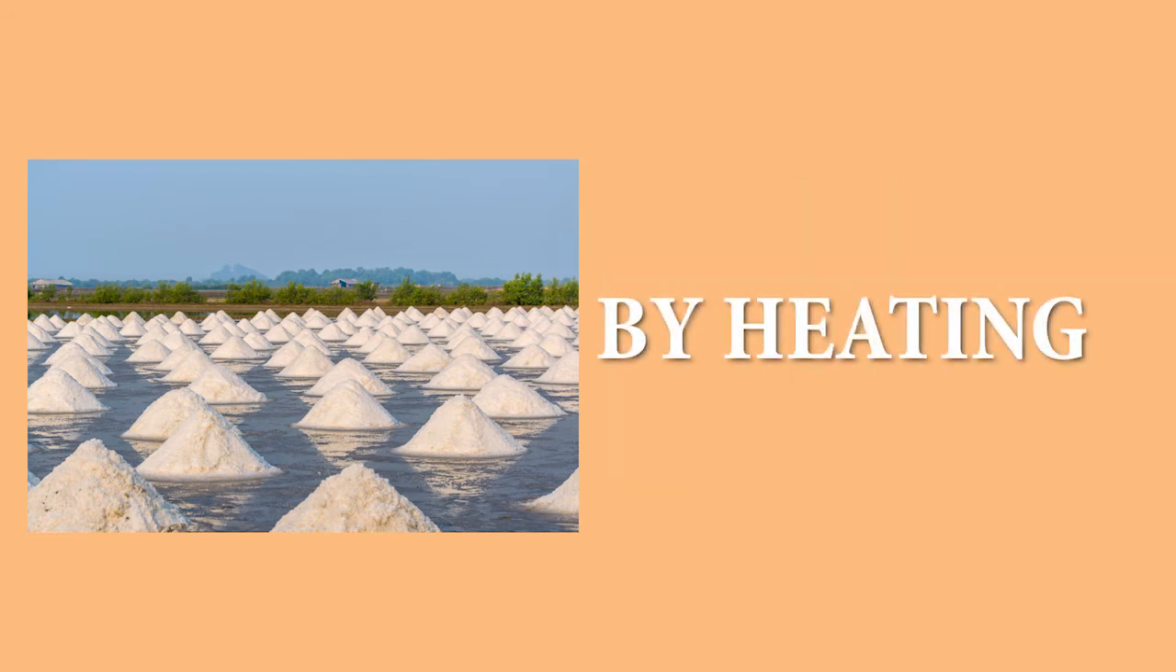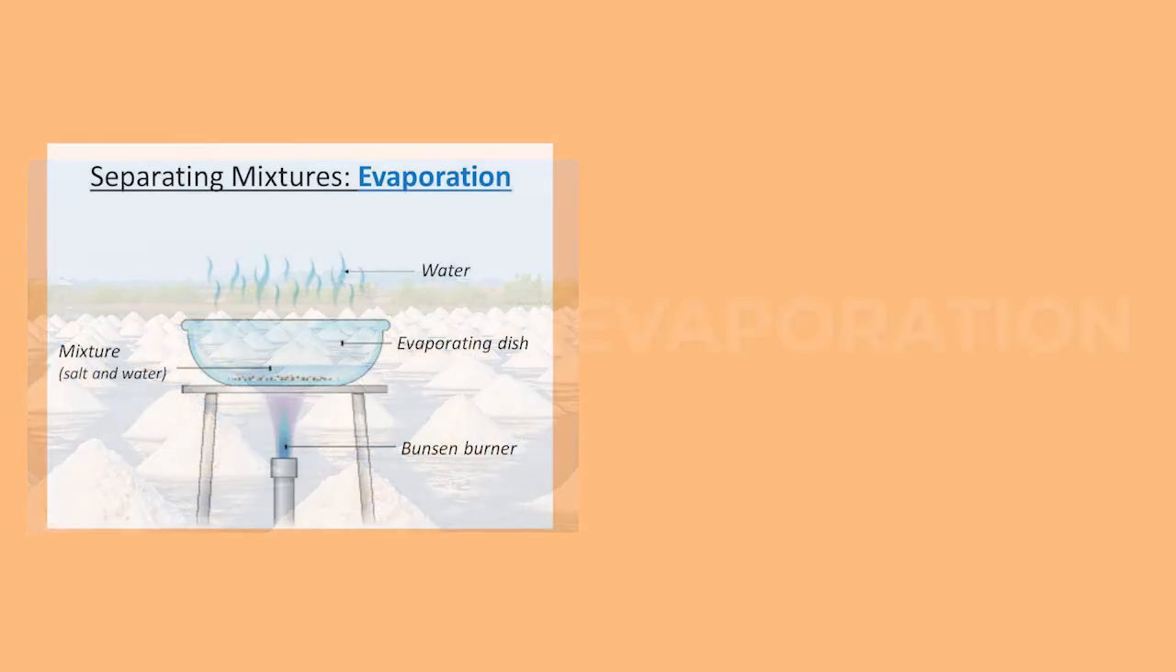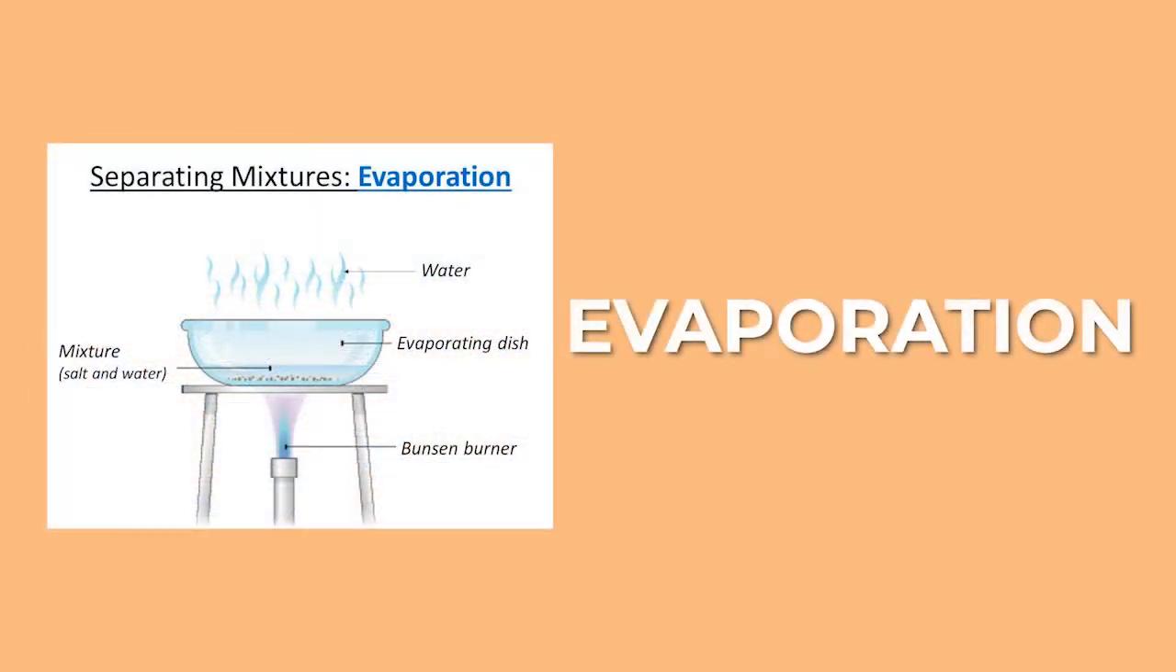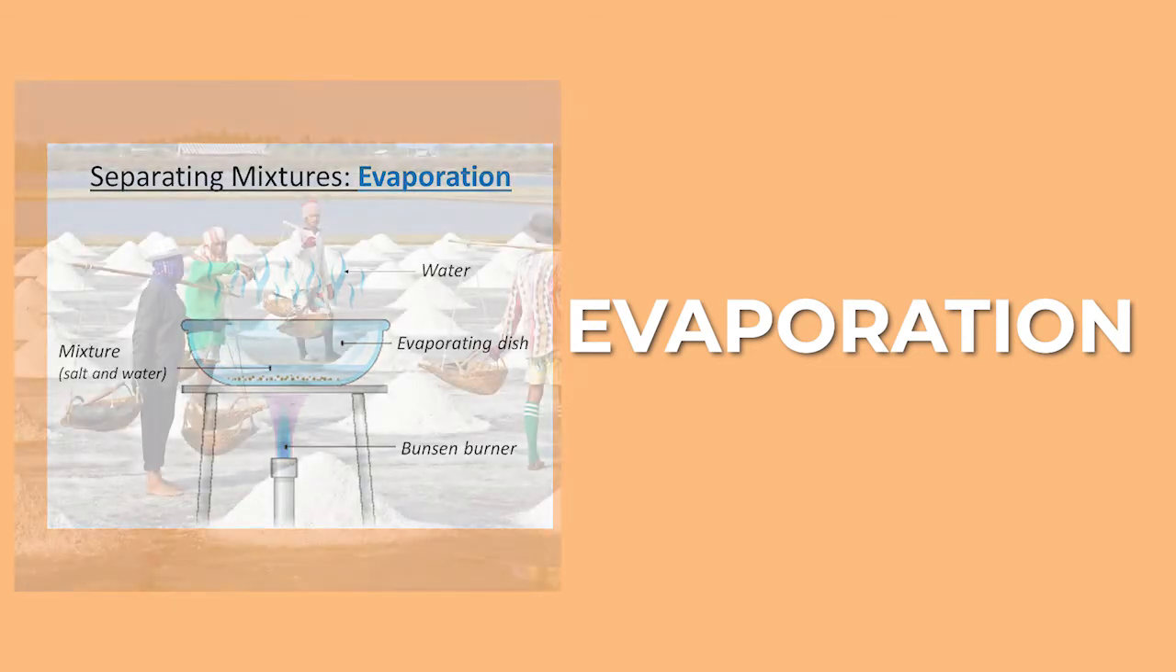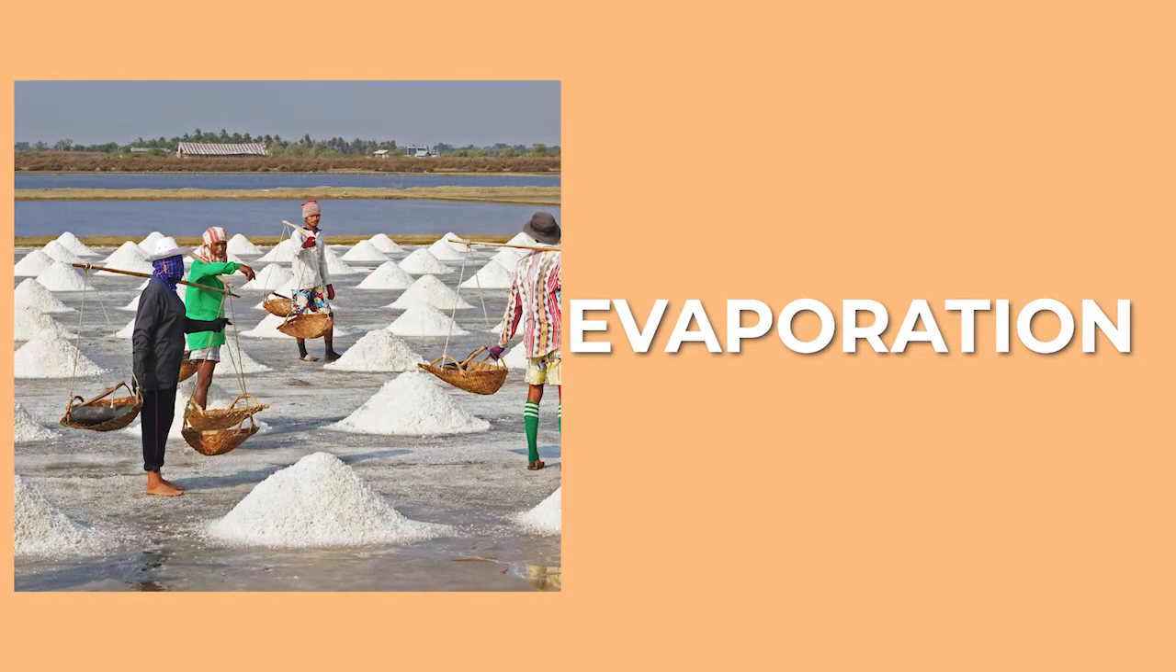By heating. Evaporation. This technique is used to separate a soluble solid from a liquid. It involves heating the mixture to achieve the boiling point of the liquid. Once this point is reached, the liquid turns into vapor, leaving the solid behind. The liquid can be recollected by trapping the vapor and condensing it. One common example of this is producing salt from seawater.